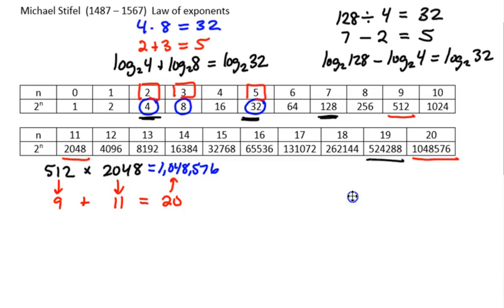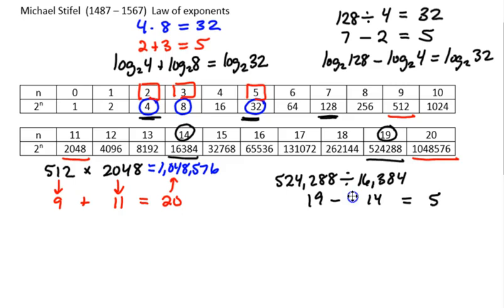I could do the same thing with division. So let's say I want to take this big number, 524,288, and I want to divide it by this number here, 16,384. Well, I look at their exponents and I subtract them. 19 minus 14 equals 5, so the answer is 32. So this gives me a nice shortcut, and this is a shortcut that was really useful to mathematicians and scientists.